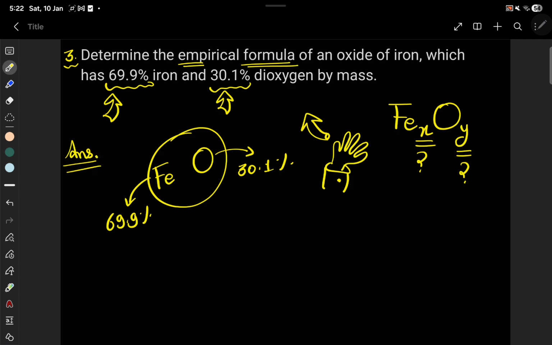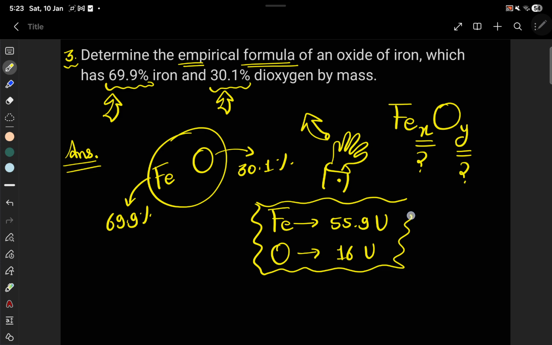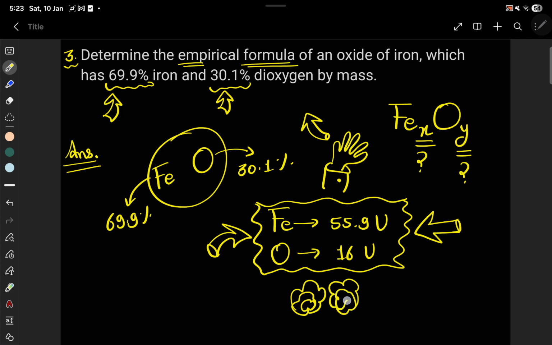It is our duty to remember and keep in mind the values of the atomic masses of iron as well as of oxygen. Let me first tell you that the atomic mass of iron is 55.9 units, and the atomic mass of oxygen is 16 units. These are values they are never going to mention in the question, as they already expect you to keep them in your mind since you are already in 11th class.